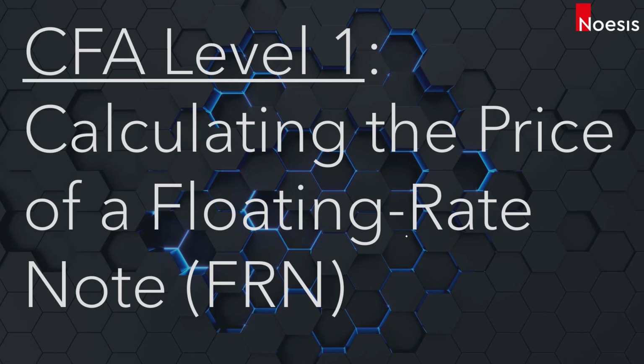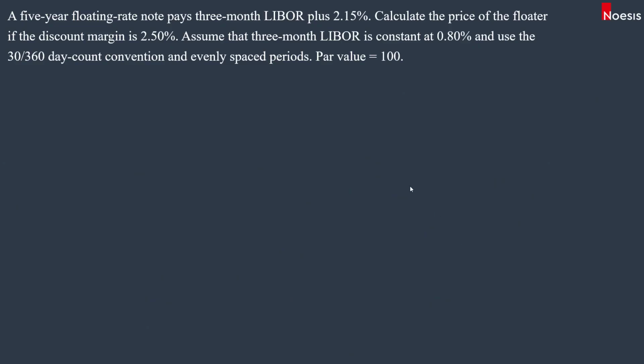In this video, we'll look at an example on calculating the price of a floating rate note, or we call it FRN. In this example, we have a 5-year floating rate note that pays 3-month LIBOR plus 2.15%. Calculate the price of the floater if the discount margin is 2.5%. Assume that 3-month LIBOR is constant at 0.8% and use the 30/360 day count convention and evenly spaced periods. And we'll assume that par value is equal to 100.